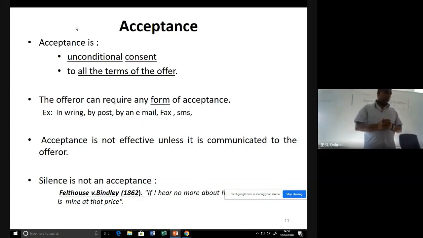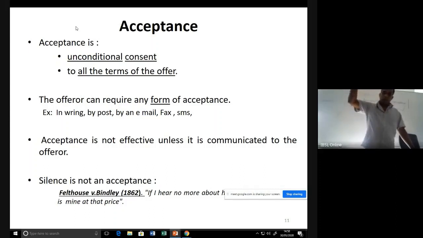Otherwise, the offeree can decide the form of acceptance. For example, in writing, by post, by an email or fax or SMS. Likewise, we can mention in the offer what is the method that the acceptance should come. The acceptance is not effective unless it is communicated to the offeror.